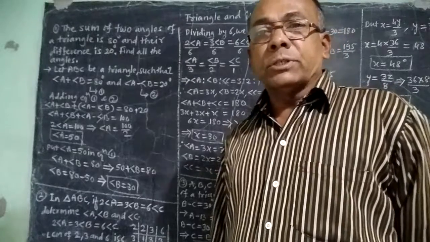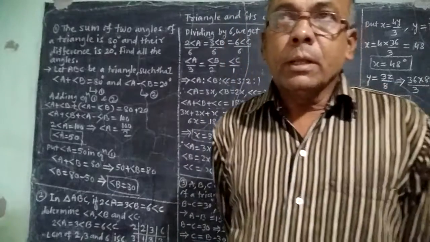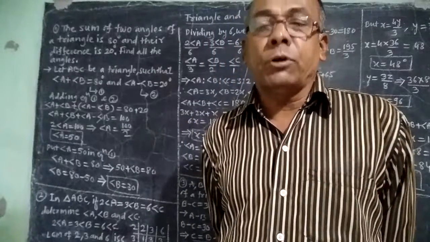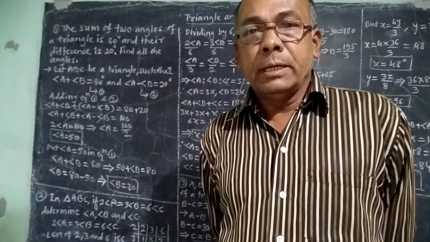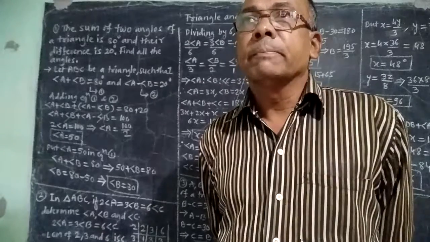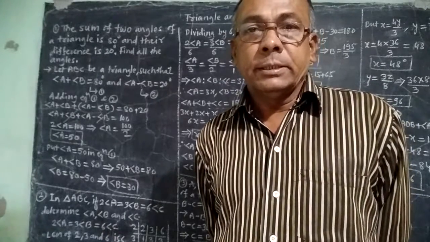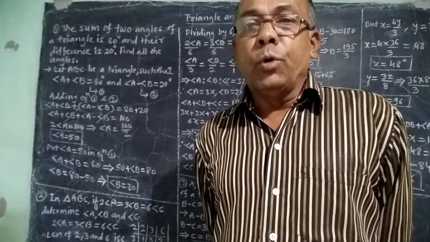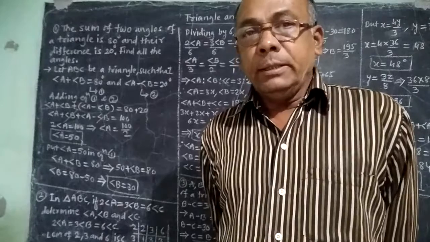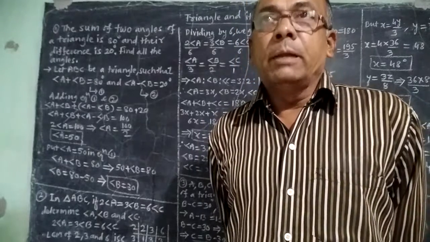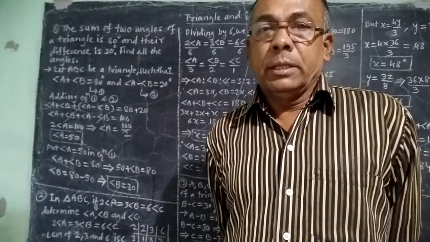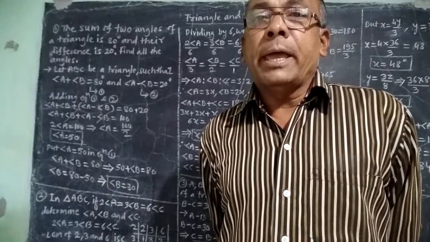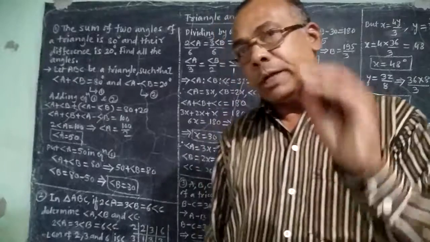In the corollary, it was given that in a triangle ABC, if bisectors of angle B and angle C intersect each other at a point O, then angle BOC is equal to 90 plus angle A upon 2. So that was the corollary.